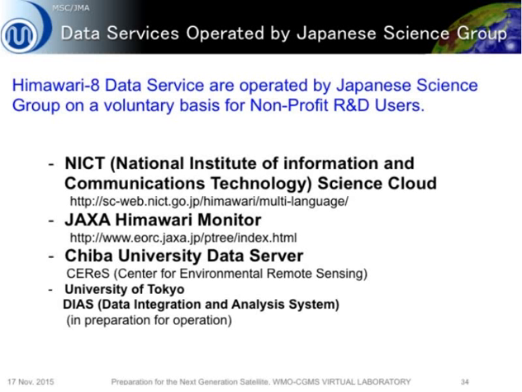And the final topic of the data access part is data services provided by Japanese science groups. These science groups have started Himawari 8 distribution services on a voluntary basis for non-profit R&D users. And now, NICT is the National Institute of Information and Communications Technology. NICT and JAXA have started English services. And especially NICT services are multilingual. It is interesting. So please visit these 2 websites.